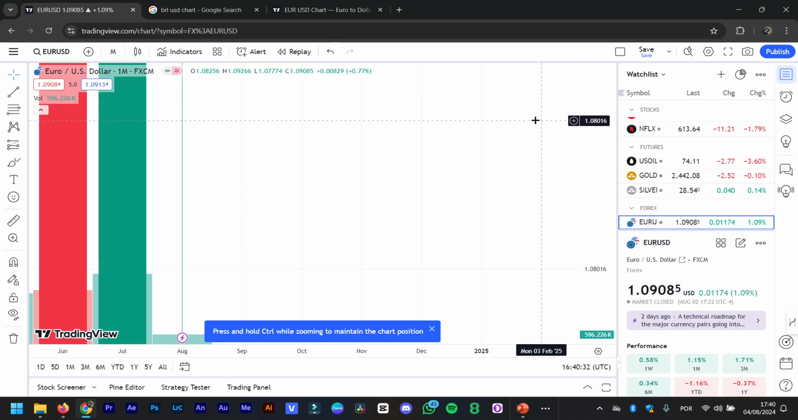1.8016, 1.8017. So that's 1 pip, literally. I'm stretching that even more to make it easier for you guys. If the market goes up from 1.8016 to 1.8017, the market moved 1 pip upwards. And if it goes from 1.8016 to 1.8015, the market went down 1 pip. Just so you know the difference.